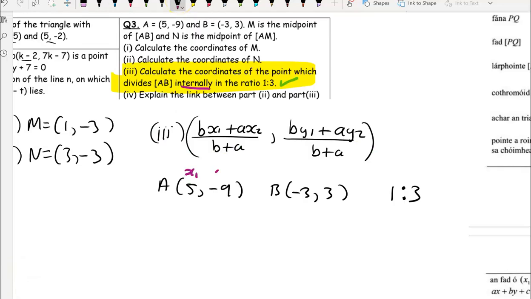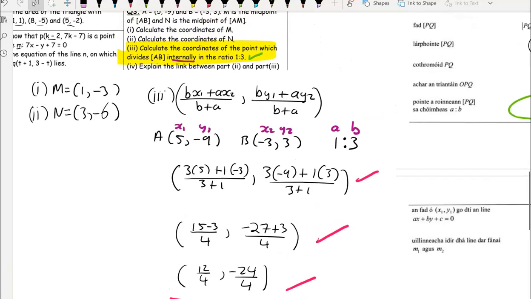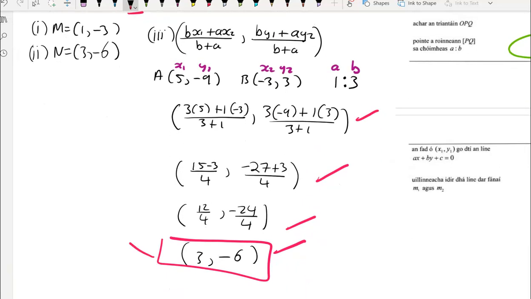So A is x1, y1, B is x2, y2, and the ratio we're given is lowercase a to lowercase b. Apply this to the formula. Fitting x1, y1, x2, y2, and a and b into our formula. Simplifying down, getting the point (3, -6). So that point, for the last part, explain the link. We notice that that point is the same as point N that we found earlier.